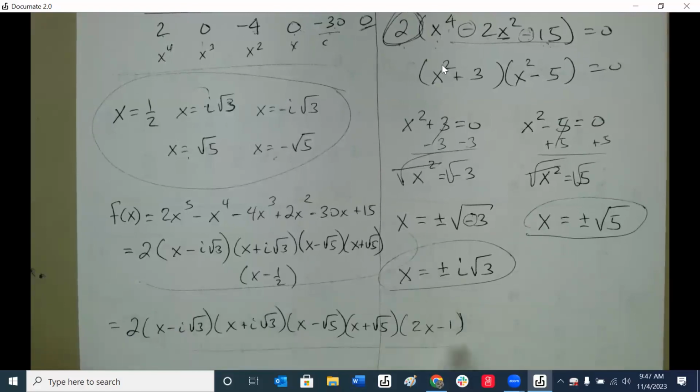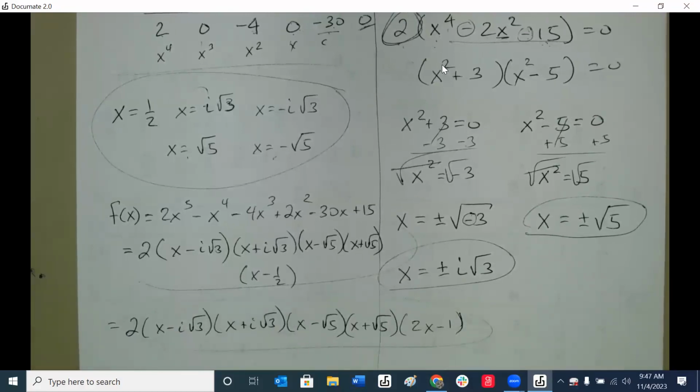Both of these will work. Those are your factors of the polynomial. It's just that I don't like fractions in there, so I just multiplied both of them by 2. So it's 2x minus 1. Both the fraction and the 2x minus 1 will work.